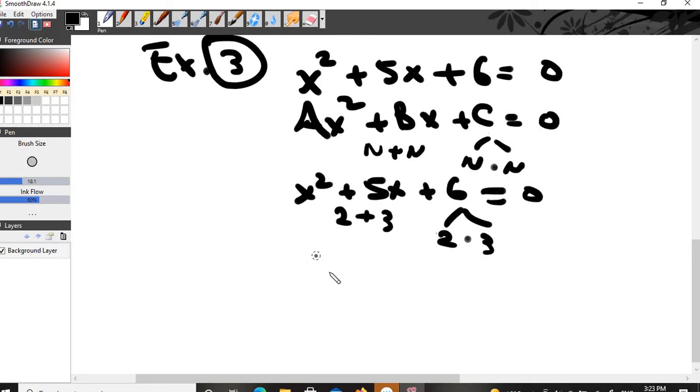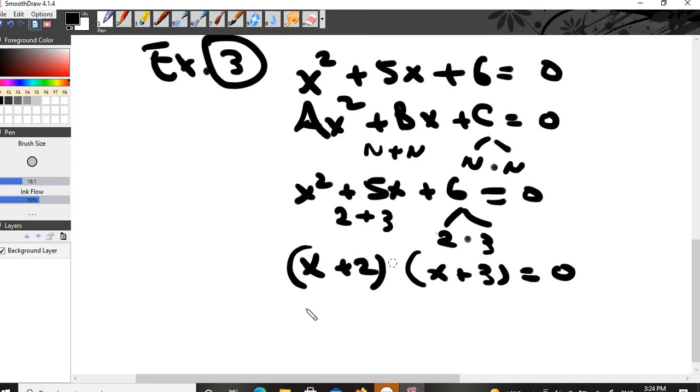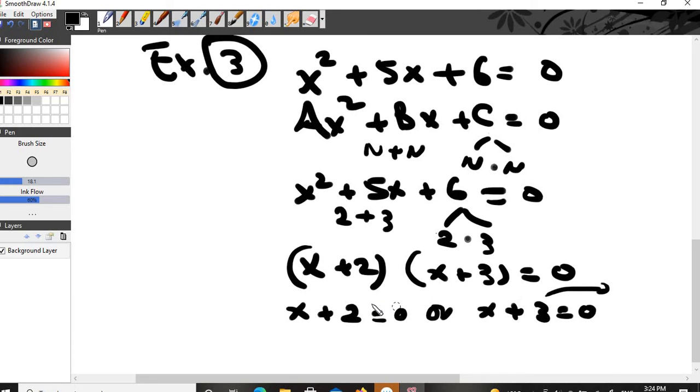So we write (x + 2)(x + 3) = 0. So x + 2 = 0, or x + 3 = 0. We move the 3 to the right, and the 2 as well. So x is going to be -2, because we subtract both sides by 2. That's why we get x equal to -2. And for this one, we subtract both sides by 3, and we end up with x must be -3.